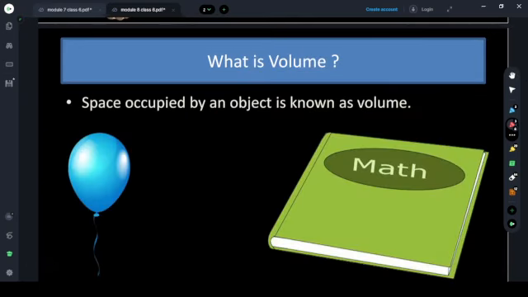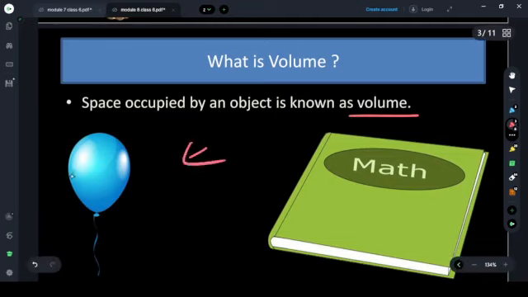What is volume? Space occupied by an object is known as volume. So you can see this book. This book occupies some space. If you put this book on the bench, it has length, breadth and height also. This will occupy some space. So the space occupied by this book is known as volume.